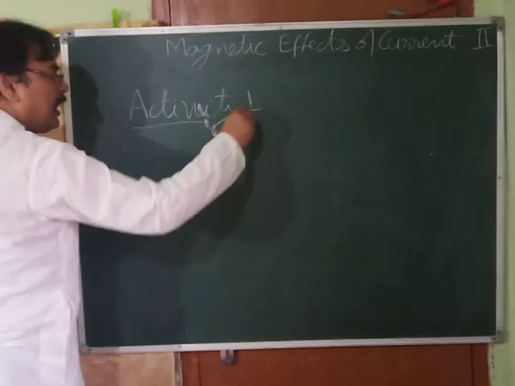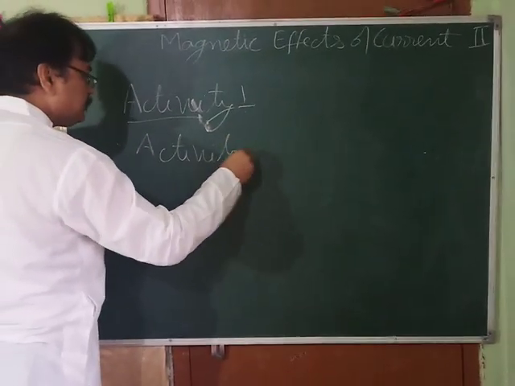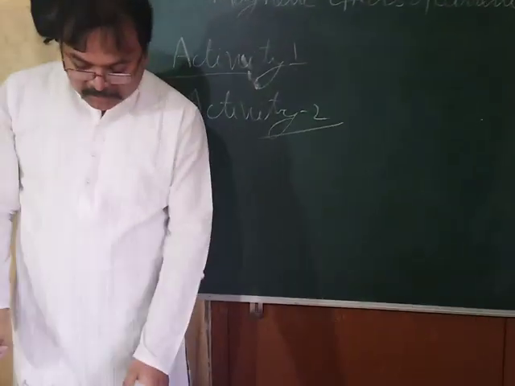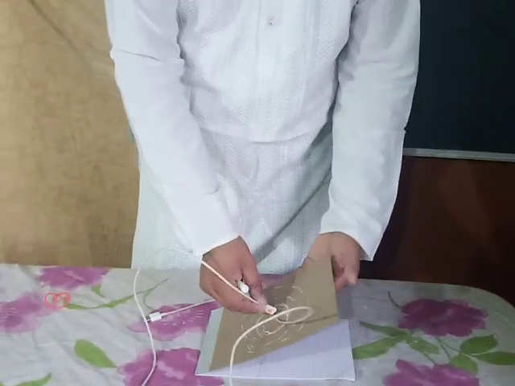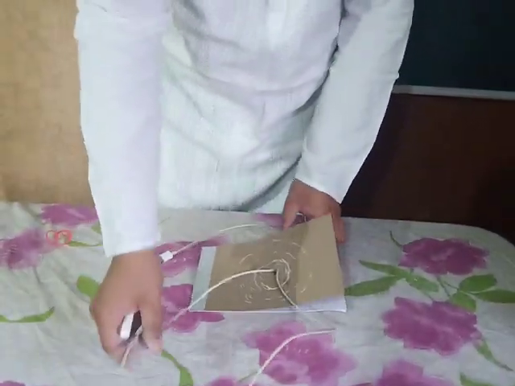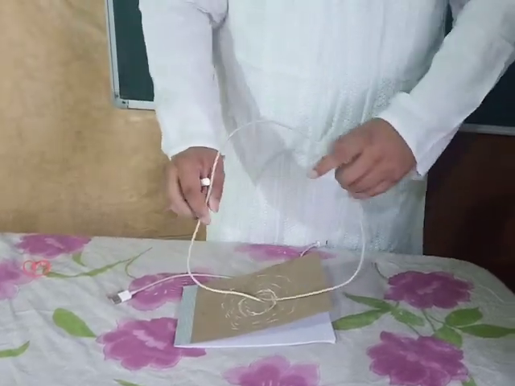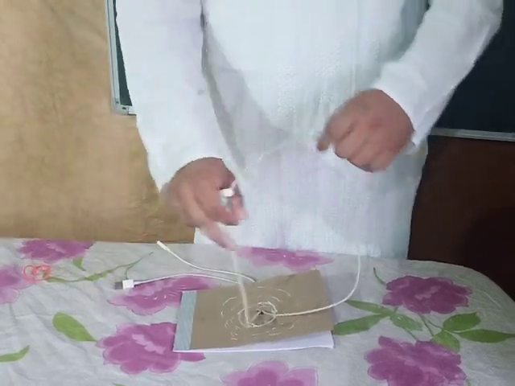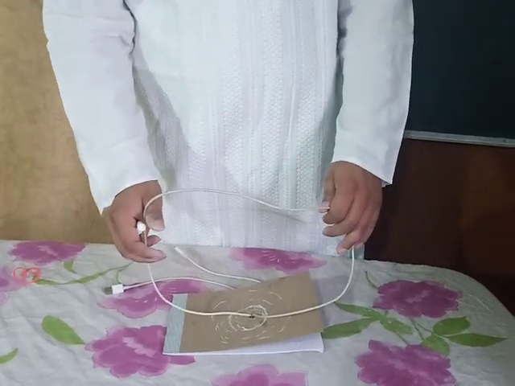This is activity 1, and there is activity 2. That is for a circular coil. What you can do is pass an insulating wire through the cardboard, like this. No problem at all. Make it a little bit circular like this, and these two terminals are kept here. Here a battery is kept, not connected, and over this you have to sprinkle some iron filings.